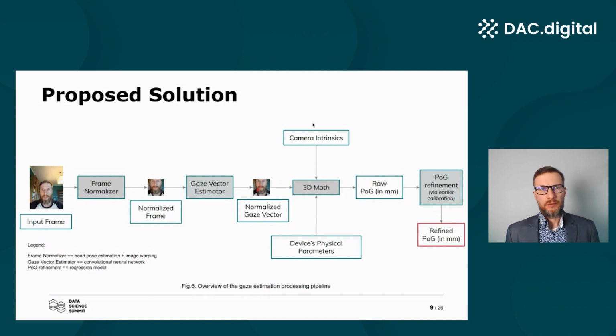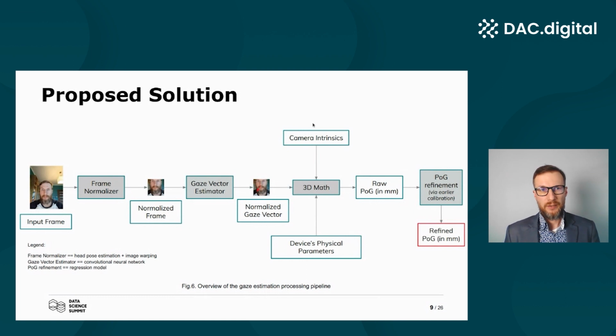The most important part of the entire solution is the gaze estimation processing pipeline. It works on a frame-by-frame basis. When it receives a new frame from a video, it starts with normalizing the image based on head-pose estimation. Normalized image frame is passed to the gaze vector estimator. In order to go from normalized gaze vector to an actual point of gaze in screen coordinate system, we need to perform some additional calculations using camera intrinsics and device's physical parameters.